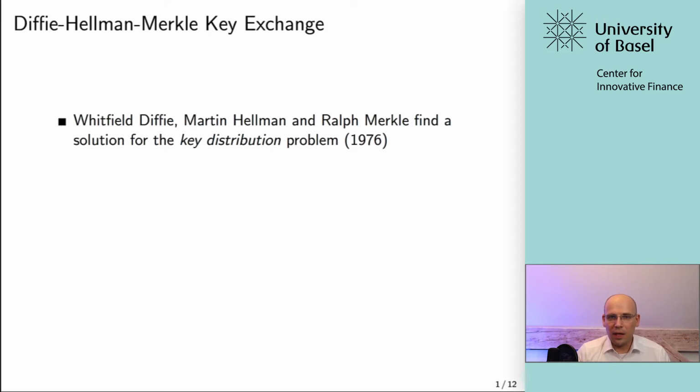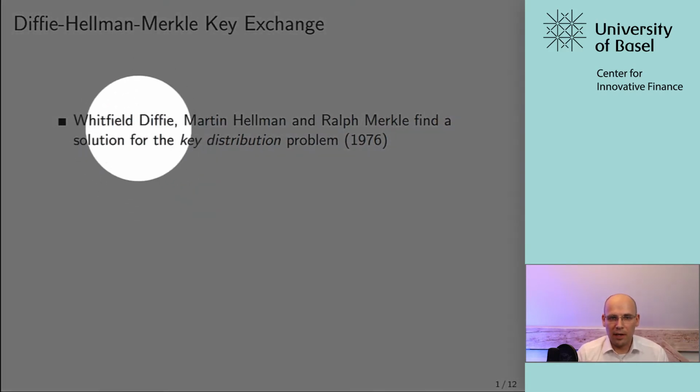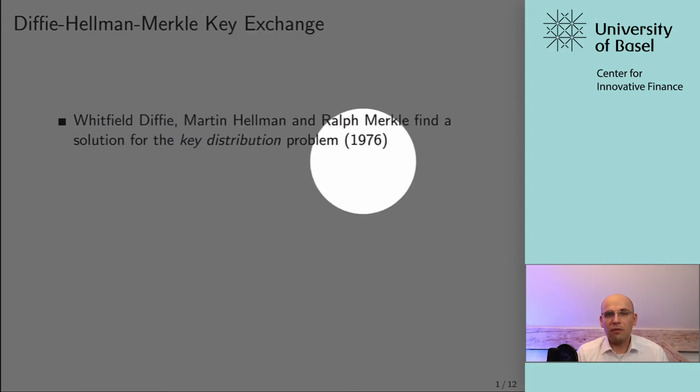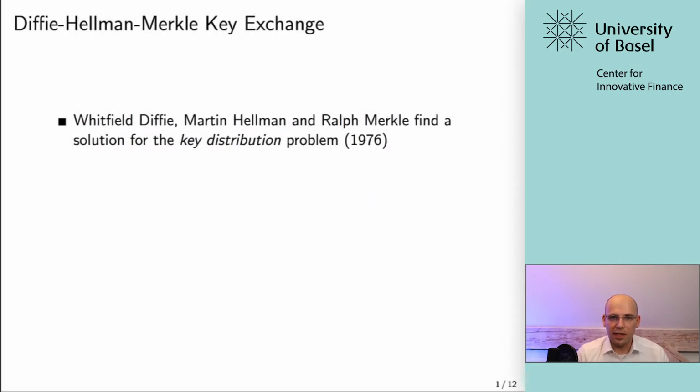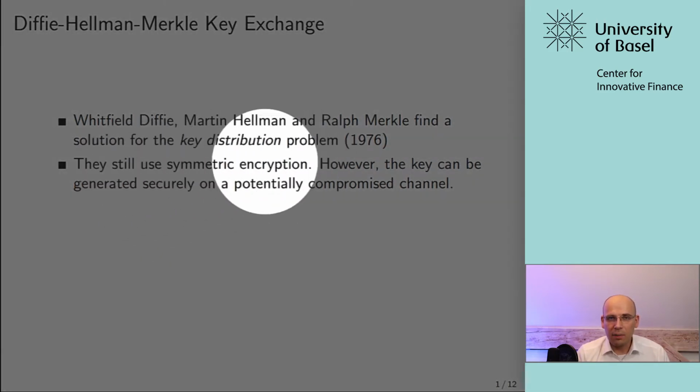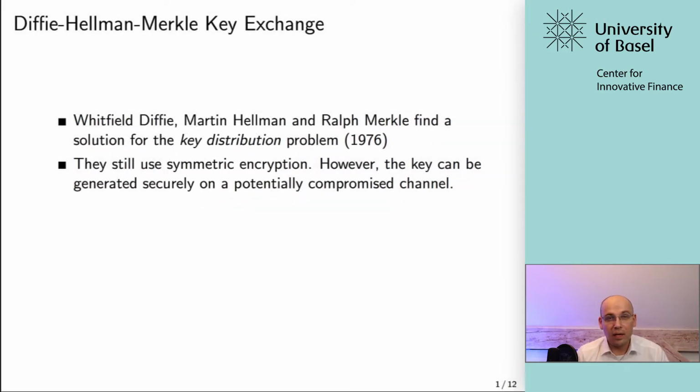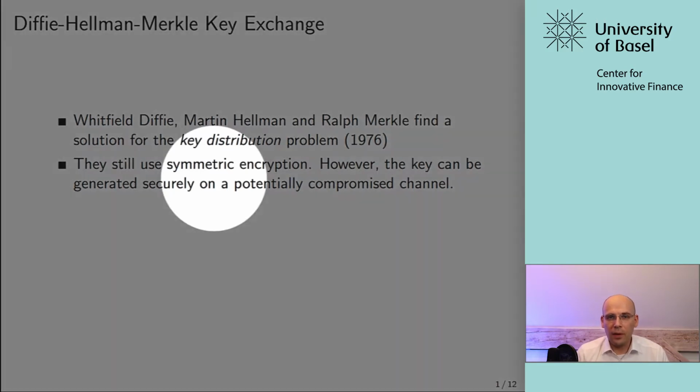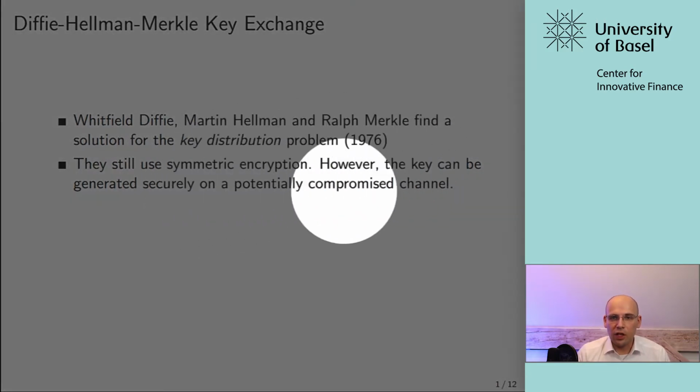All right, so the first example, as I mentioned, is still a symmetric encryption, but something that solves the key exchange we talked about last time, so that allows you to exchange or establish a key on a non-secure channel. It is based on a paper by Diffie-Hellman-Merkle, and they found this solution in 1976. As I mentioned, it is still symmetric, so you will use the same key to encrypt and decrypt. But you can establish this key on a potentially compromised channel.